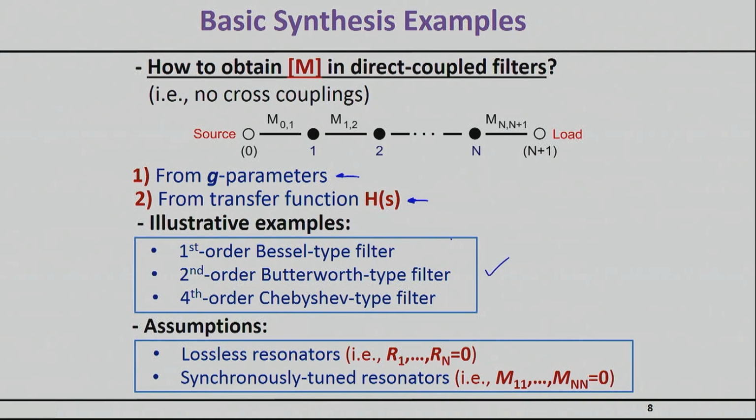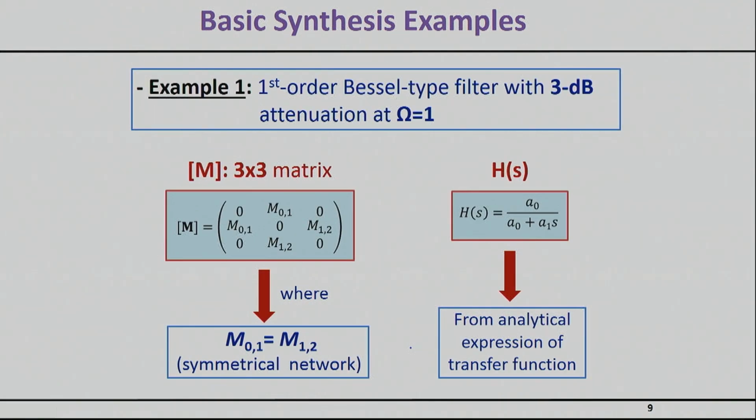For these first examples, we're going to assume that we have totally lossless resonators, so infinite quality factor, and also synchronously tuned resonators, so you will see that all the self-coupling elements are equal to 0. So let's go for the first example.